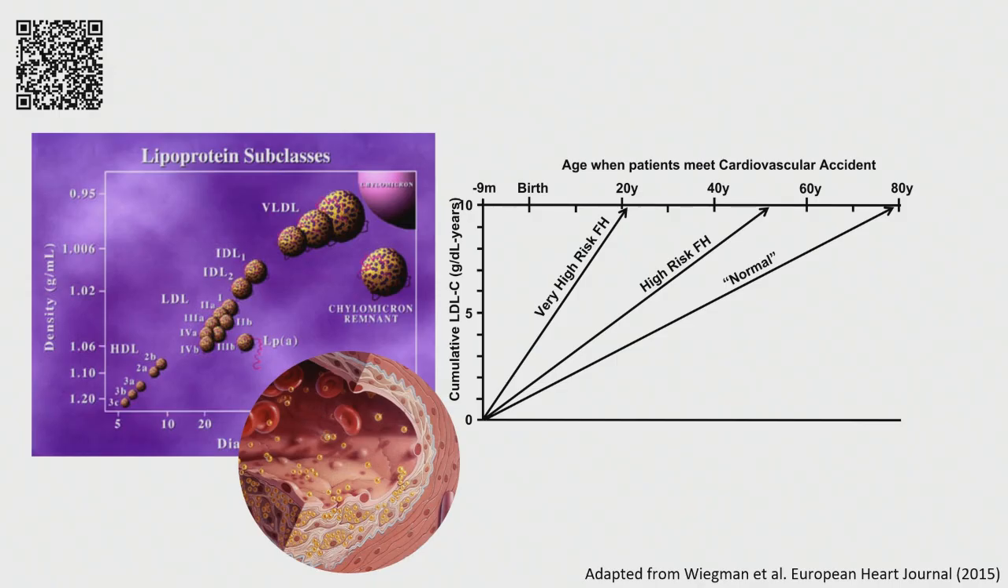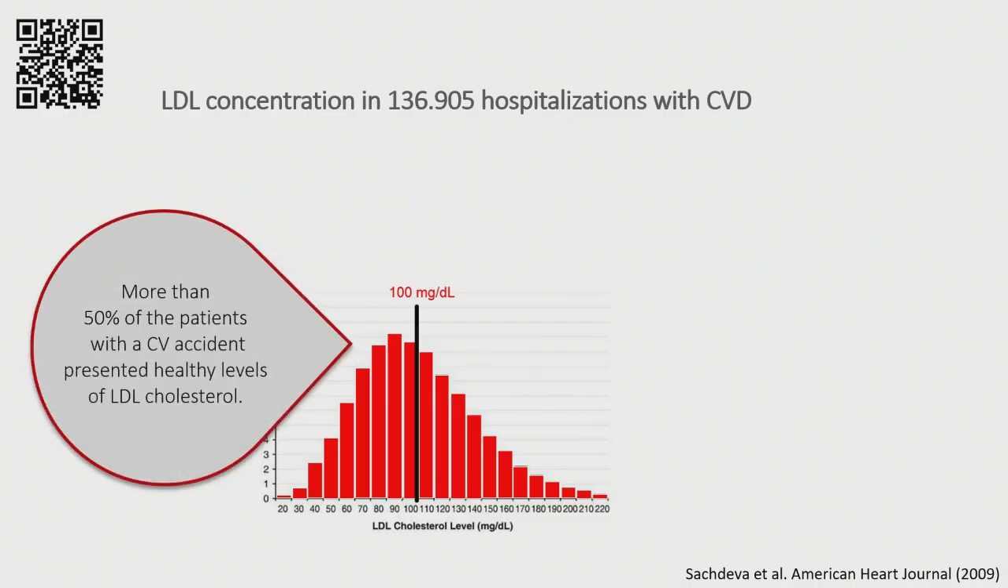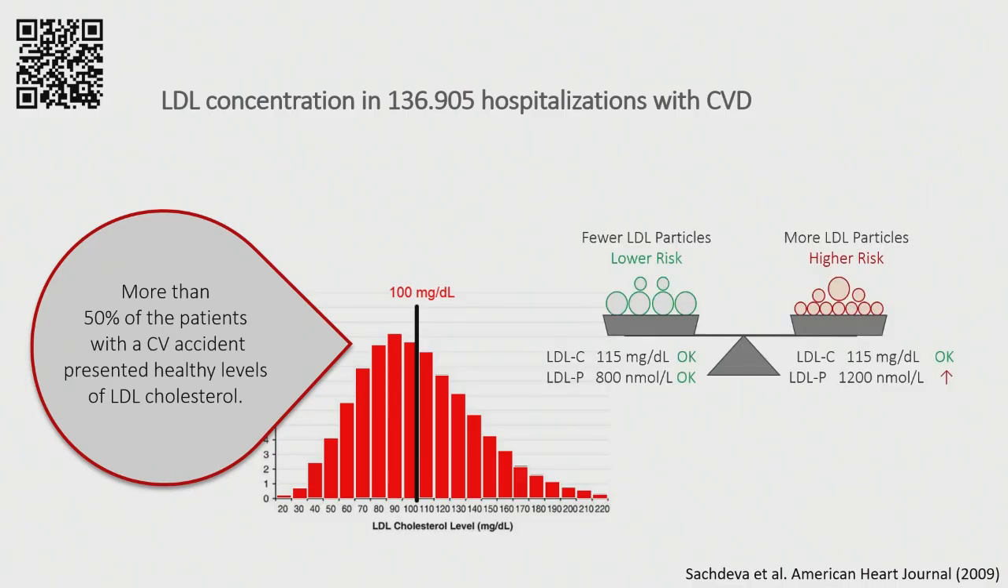But if we look at the people who have already had cardiovascular accidents, at least half of them present totally normal levels of LDL cholesterol. And that brings us a question: why? There are other factors, known as residual risk factors, that can explain the presence of cardiovascular accidents or accelerated atherosclerosis beyond the amount of cholesterol. And one of the main drivers of this accelerated atherosclerosis is the number of particles that can cross the arterial walls.